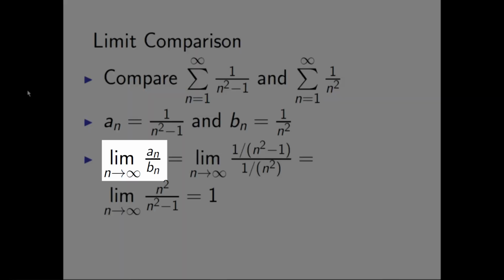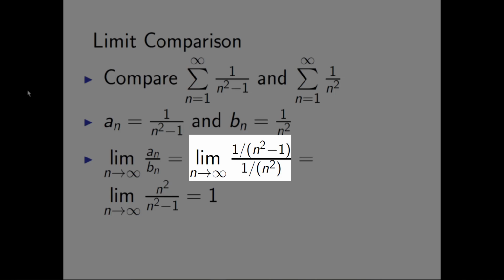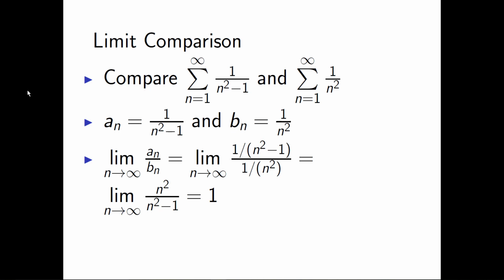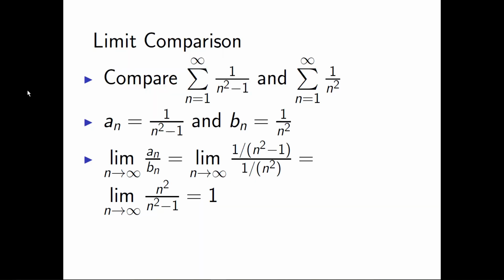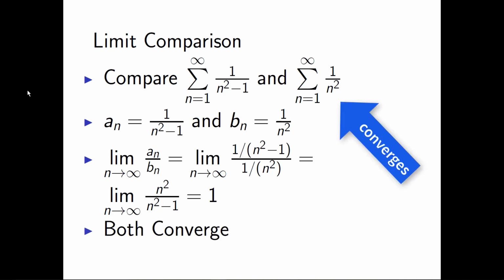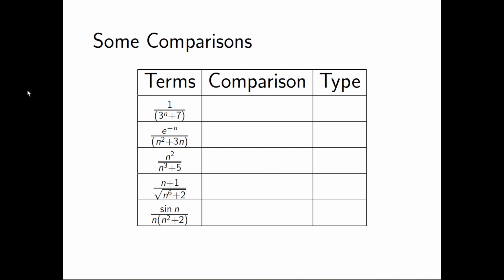So we take the limit as n goes to infinity of that ratio, an over bn. Okay, and we just plug them in here. So we get 1 over n squared minus 1 all over 1 over n squared. Hopefully you're pretty familiar with how to do this with fractions now. Take the reciprocal and multiply. So our limit becomes the limit as n goes to infinity of n squared over n squared minus 1. Of course that just equals 1. A couple of ways to see that. L'Hopital's rule gives 1. And since that is true, they do the same thing. And because we know that this one converges, we also know that this one converges because they must both do the same thing.